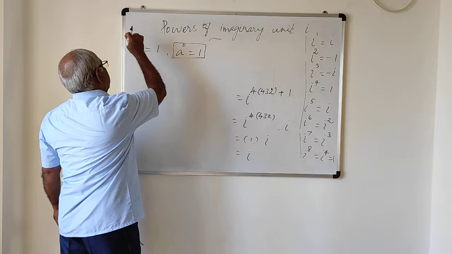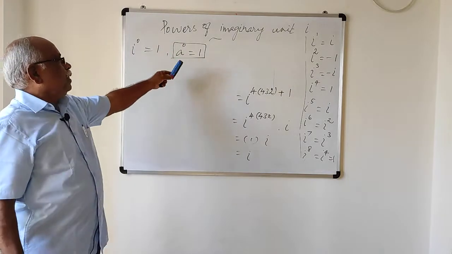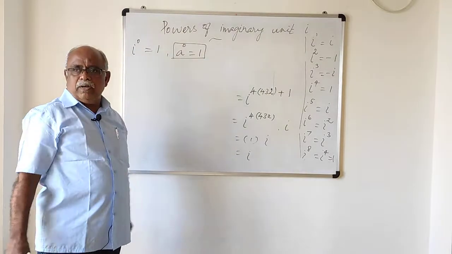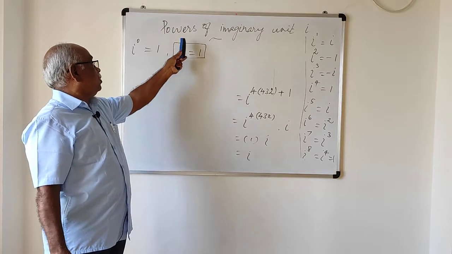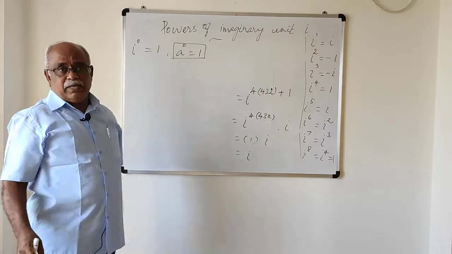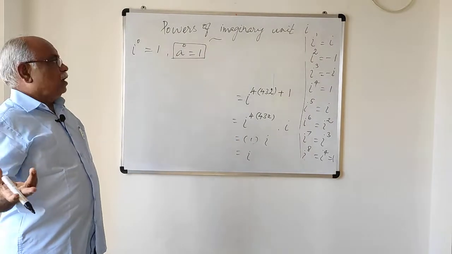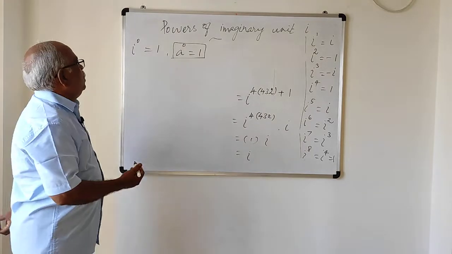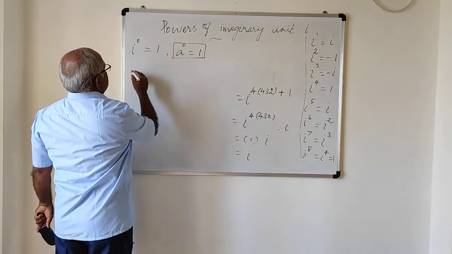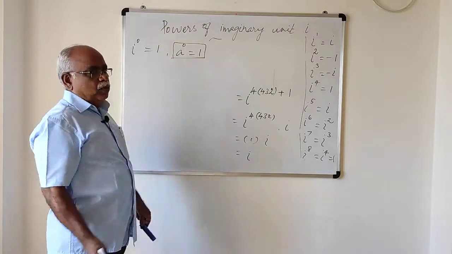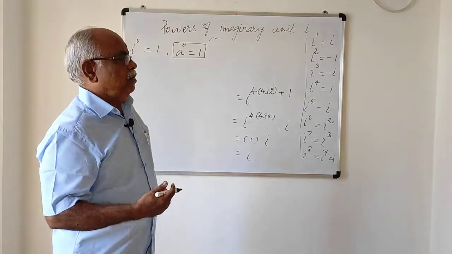On this rule only I can write i power 0 equal to 1. Anything to the power of 0 is 1, it is given in your lower classes, we have studied. Therefore i power 0 is 1. And now I am going to negative powers of i.